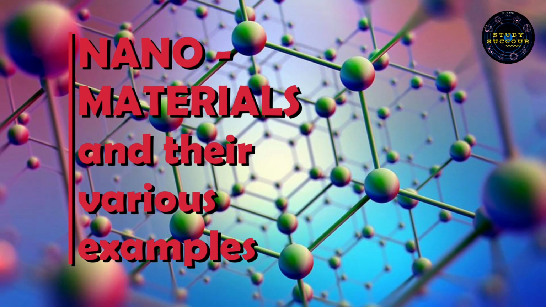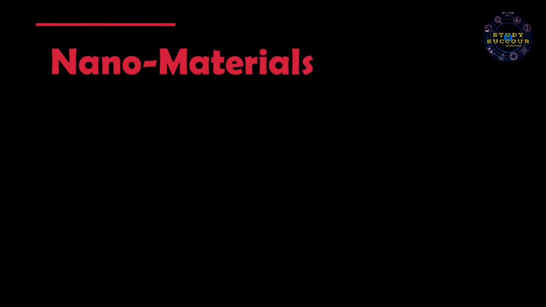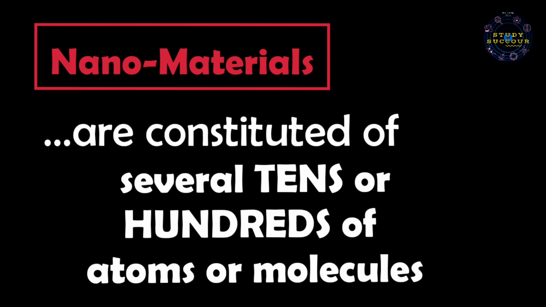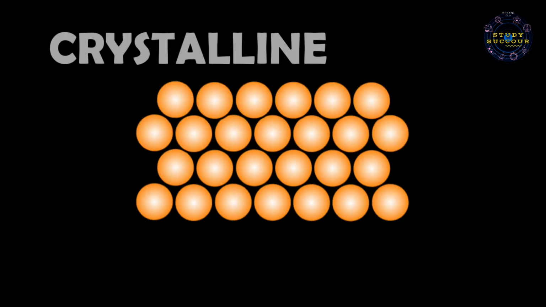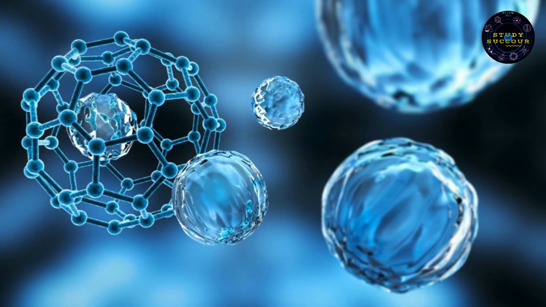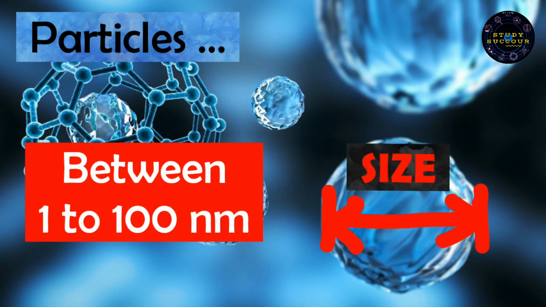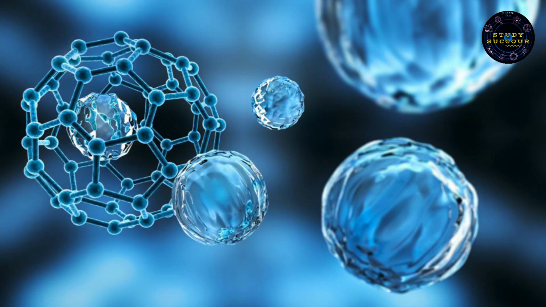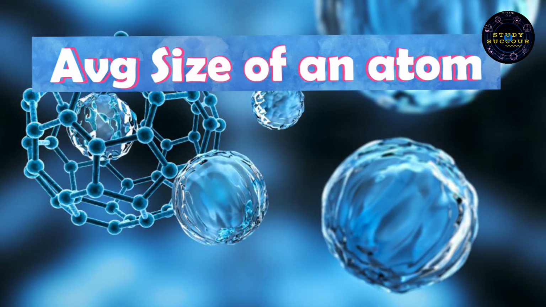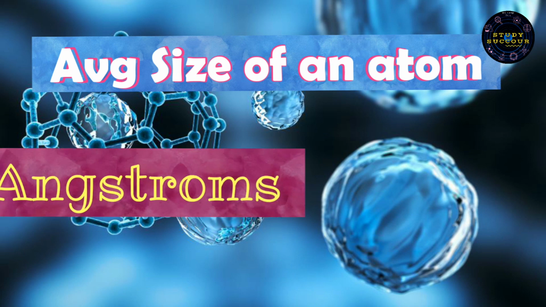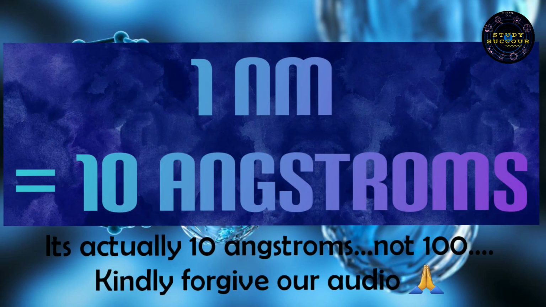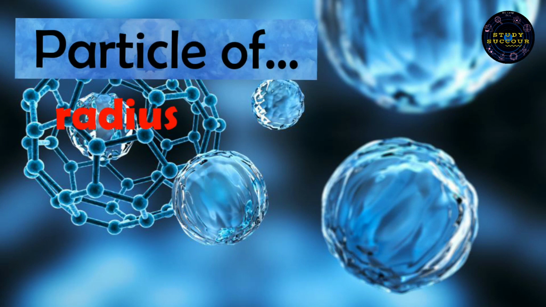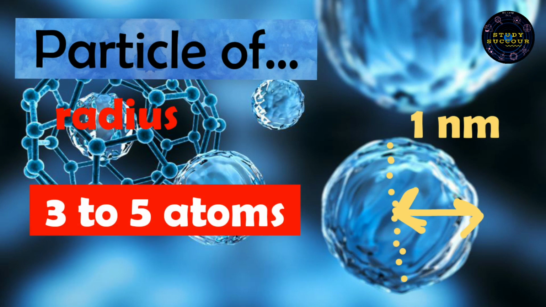Nanomaterials and their various examples. Nanomaterials are constituted of several tens or hundreds of atoms or molecules and can have a variety of sizes and morphologies. Morphologies like amorphous, crystalline, spherical, etc. Particles with size between 1 to 100 nanometer are normally regarded as nanomaterials because the average size of an atom is in the order of 1 to 2 angstroms in radius, and we also know that 1 nanometer equals 10 angstroms. So in a particle of radius 1 nanometer there may be 3 to 5 atoms present.